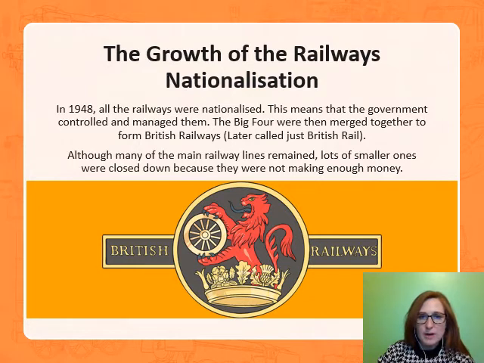The growth of the railways, nationalisation. In 1948, all the railways were nationalised. This means that the government control and manage them. The Big Four were then merged together to form British Railways, later called just British Rail. Although many of the main railway lines remained, lots of smaller ones were closed down because they were not making enough money. So this means that those 4 companies that we just learnt about were all made into one company, British Railways, and the government again took complete control in 1948.